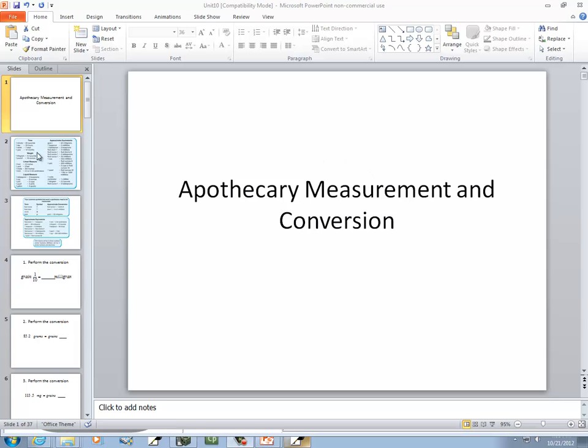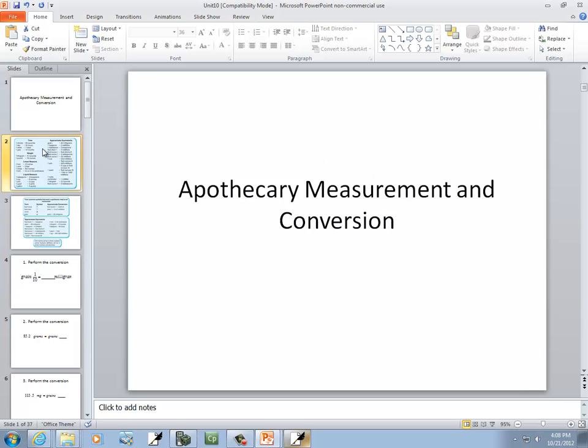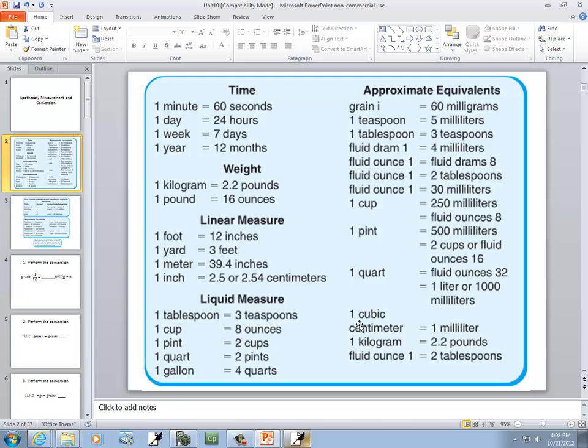Let's take a look at some more conversions. Just to refresh your memory, we had this on a table before, and we'll have to use it again a little bit. Now, approximate equivalents means that they've rounded them so that they're nice. Like 1 grain is equal to 60 milligrams. 1 pint is equal to 500 milliliters. It's not like 500.28 milliliters, for example.